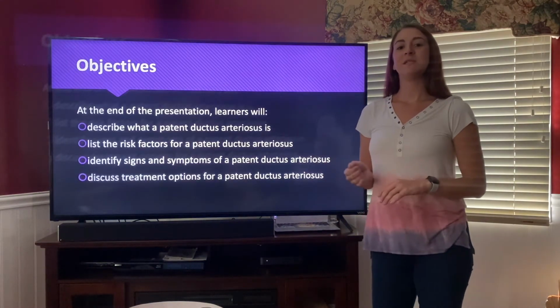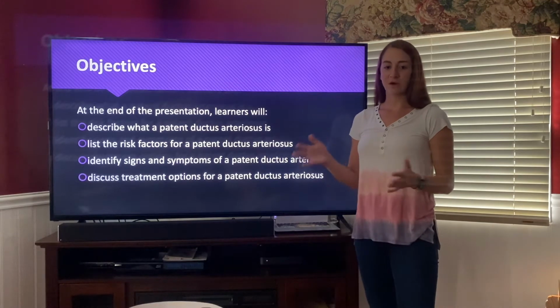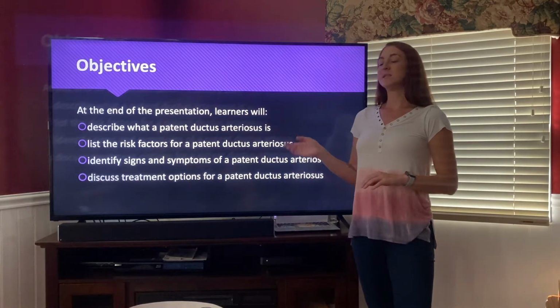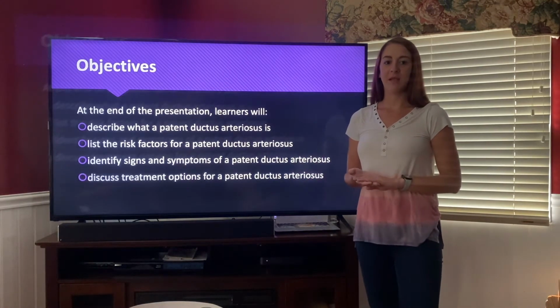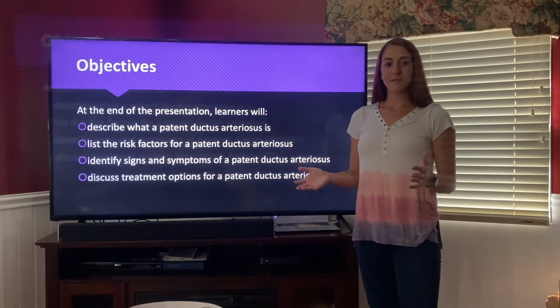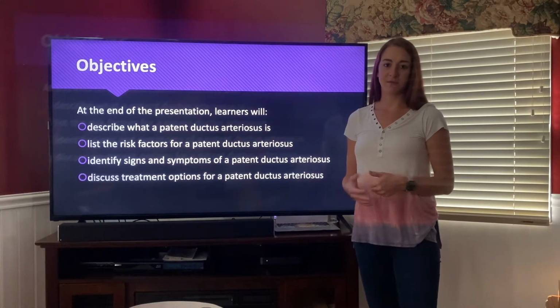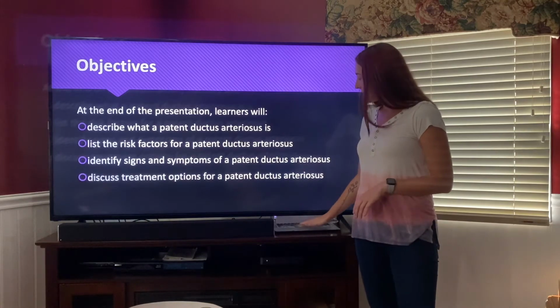At the end of this presentation, the learner will be able to describe what a PDA is, list the risk factors for a PDA, identify signs and symptoms of a PDA, and discuss treatment options for a PDA. So what is a PDA?